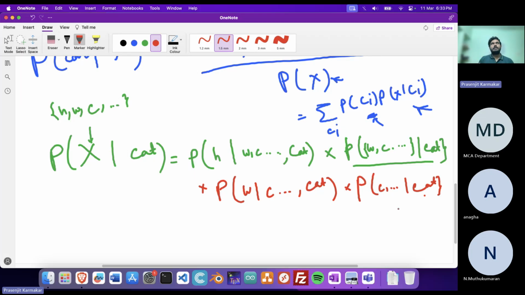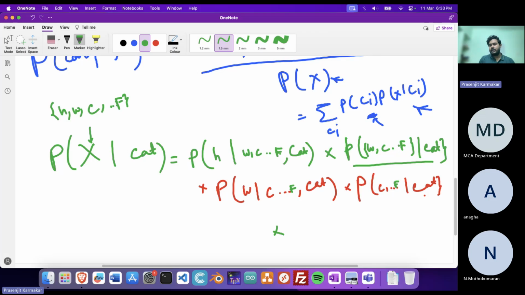Let's say the last feature is something like furry or not, right? Furry. Let's say the last feature is furry. Let's just put it here, capital F, right? Furry, and then when it will end, it will end at.